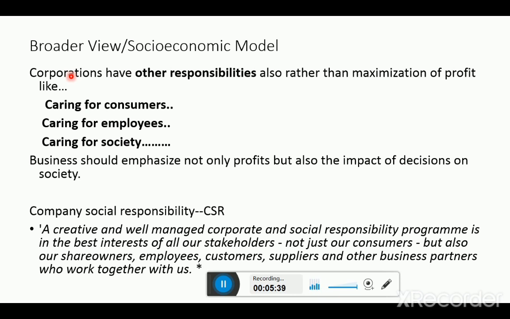So simply it says that organizations must emphasize or focus not only on how to earn profit from the society, but also on making some ethical decisions, since they have an impact on the society.